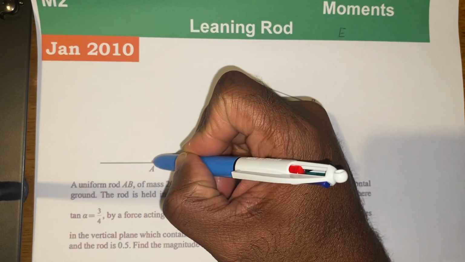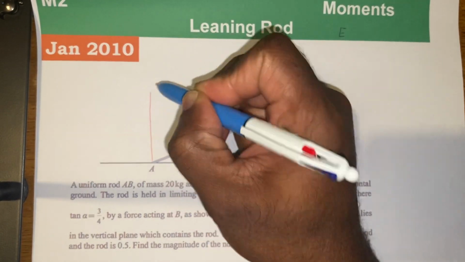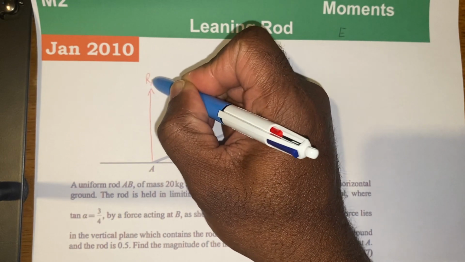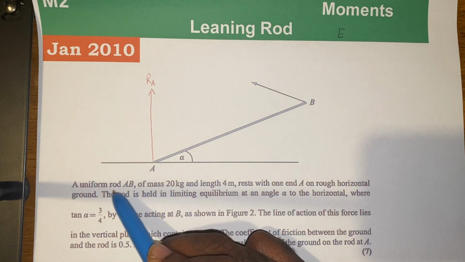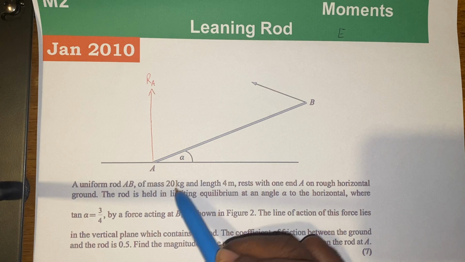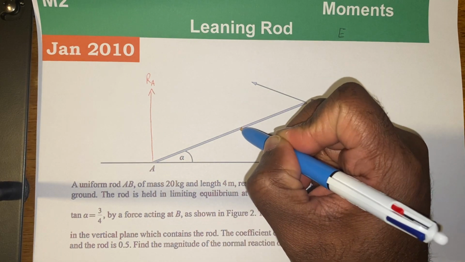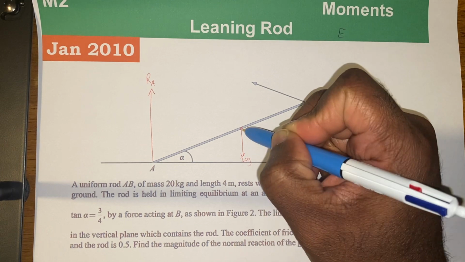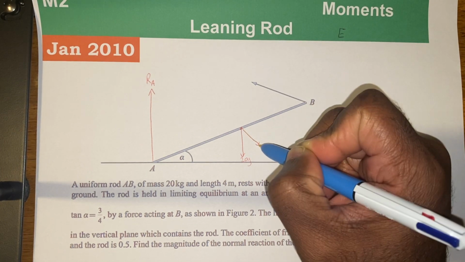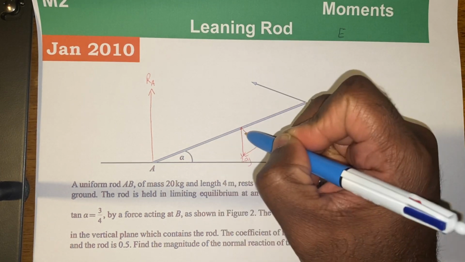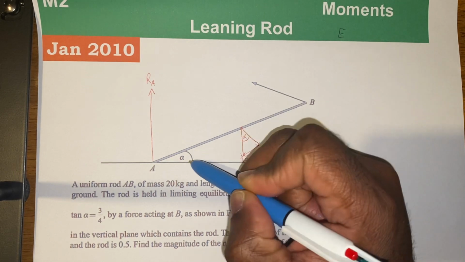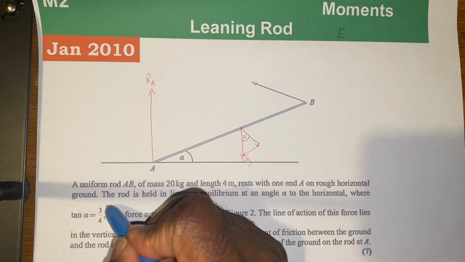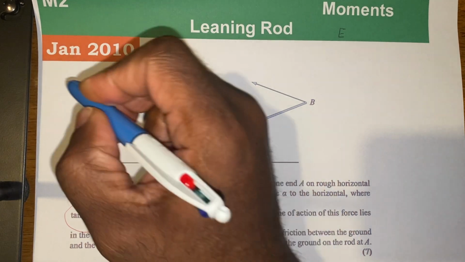So we are going to have reaction at A, which I will ordinarily label RA. We have a uniform rod of mass 20 kilograms, so it means that weight is acting down the middle. And we have 20g right here, which we would resolve this way and this way, recognizing that this angle right here is going to be the same as alpha. In the question, they tell us that tan alpha is 3/4.